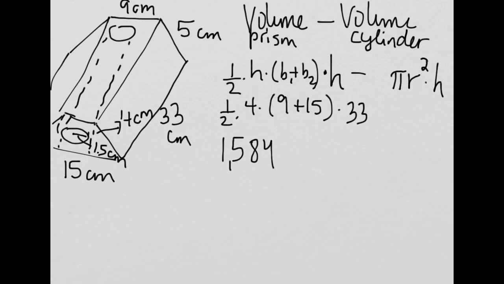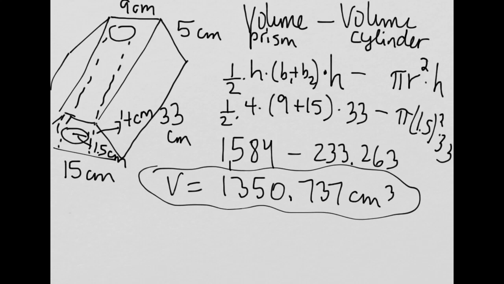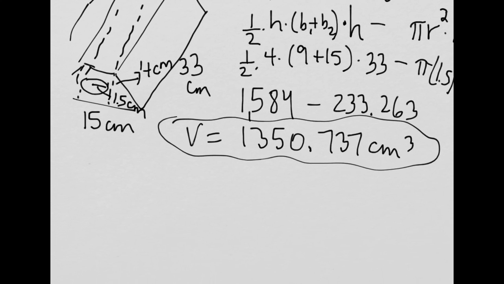1,584. Volume for our cylinder is pi r squared h. So we have pi times the radius, 1.5 squared, times the height, 33. And I get the volume of the cylinder to be 233.263. Now I'm going to subtract. So the volume is 1,350.737 centimeters cubed.